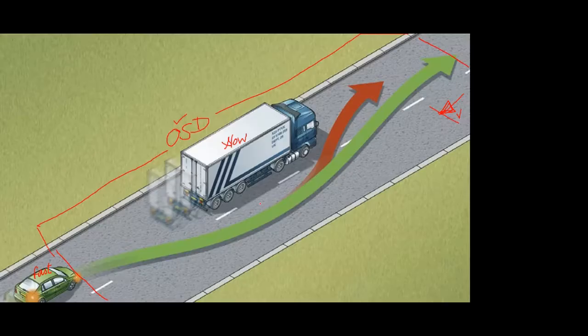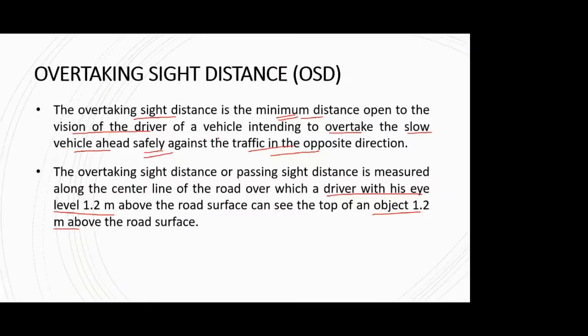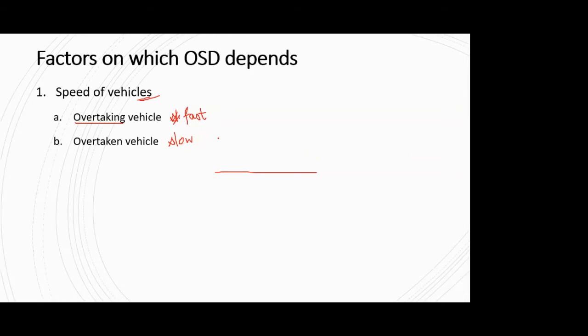That is, if you can see in this figure, this distance between the overtaking, in this case, this fast moving vehicle is the overtaking vehicle, and the slow moving truck in this case is the overtaken vehicle. So the distance between these two, that will also affect the OSD. How we'll come to know in a few slides now.